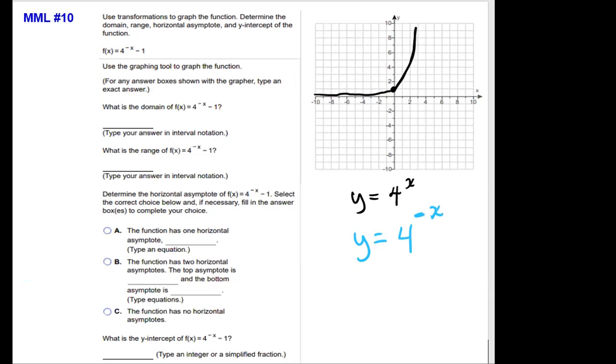Since the x is negative, it'll spin it like a weather vane. So that's now going to make it be doing this. And then the last part is to bring in the minus one. So the blue graph will now drop down one, so it'll cross here. And the green graph is my final graph.